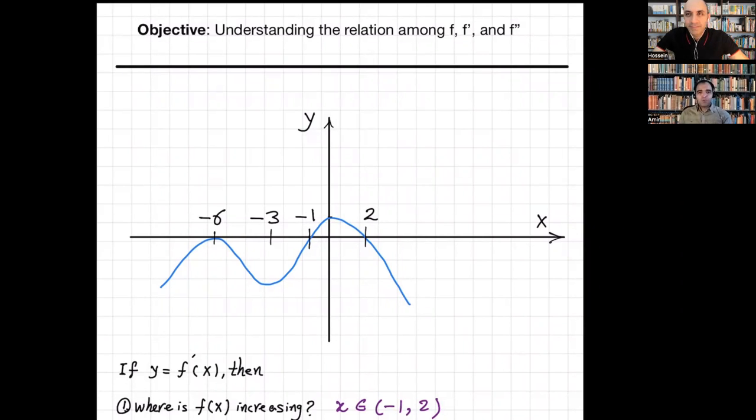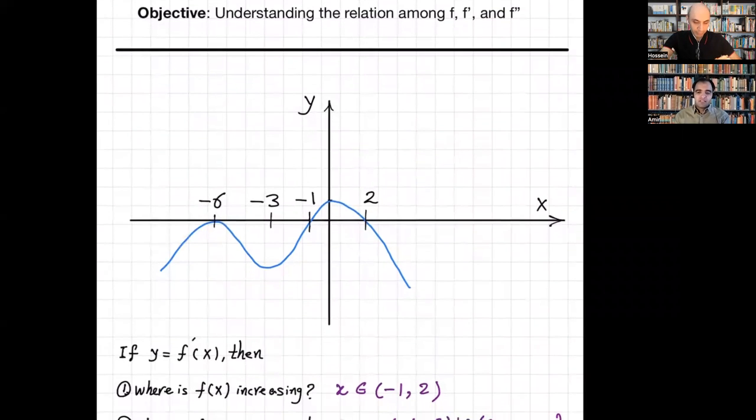In this video, we talk about the second part of the problem. If you remember in the last video, we talked about the relation between f and f prime. We assumed that the blue curve is f prime of x. In this video, we are gonna assume that the blue curve is f double prime of x, and we have a couple of questions.